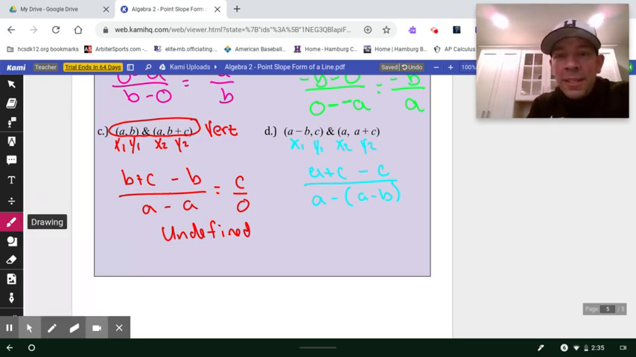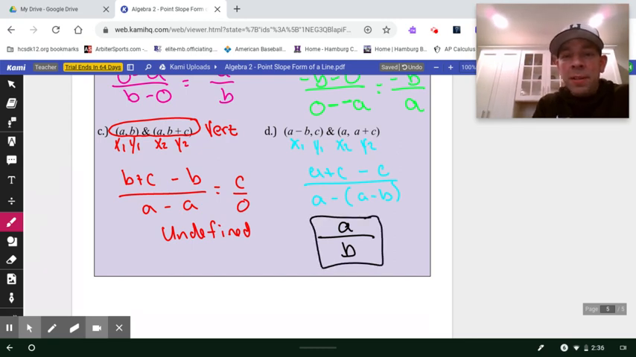All right. So on the top, the c's are going to cancel. On the bottom, I'm going to distribute the negative. The a's are going to cancel, and I end up with a positive b when I'm all done. So there's my final slope.